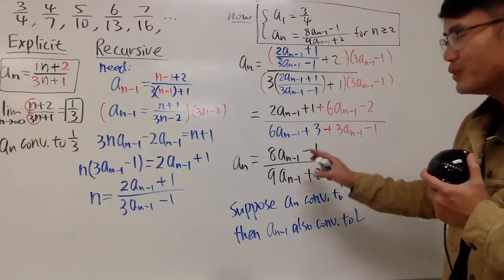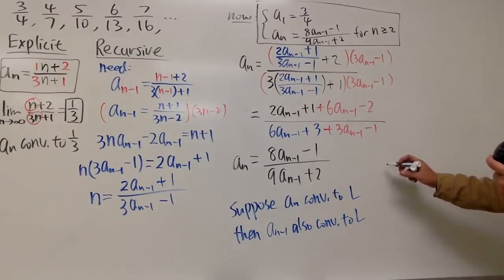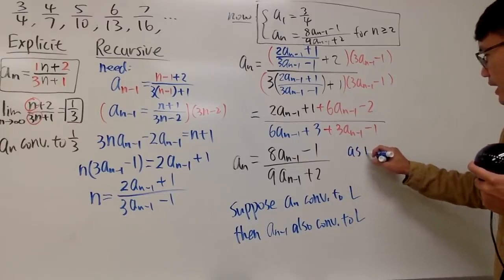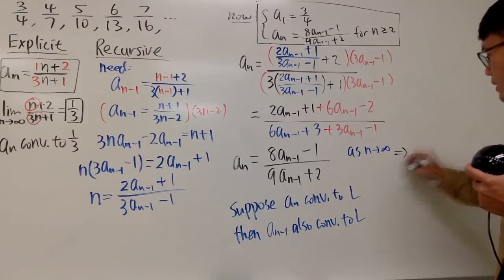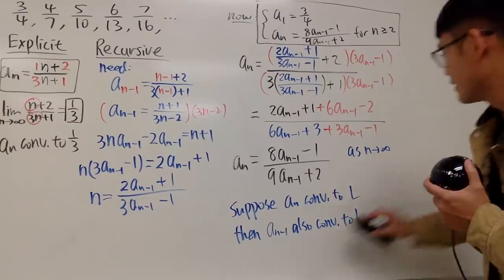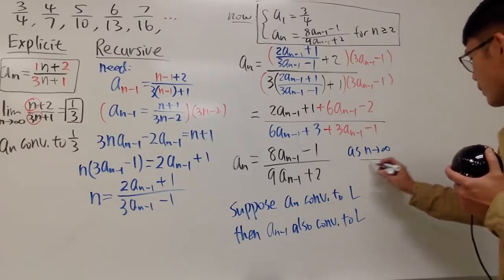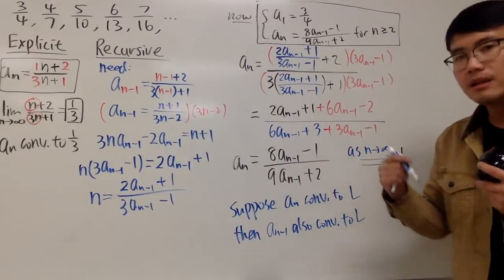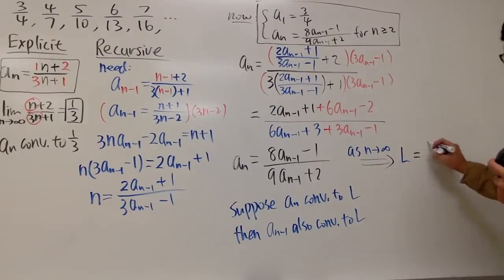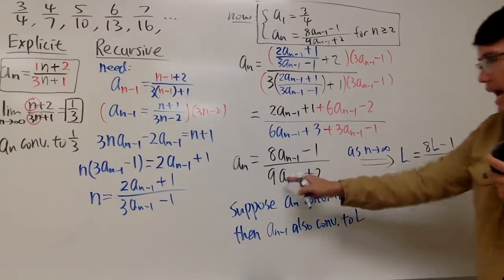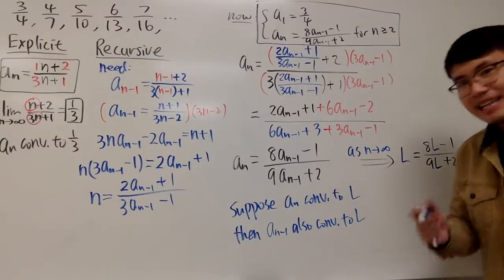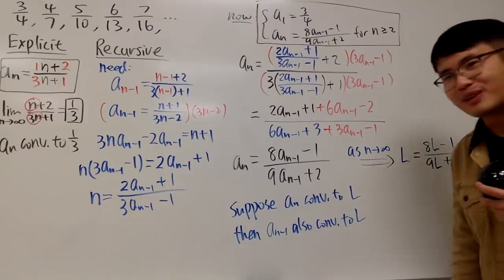So now, in order for us to utilize this, here is the deal. I will just write this down right here for you guys. As n goes to infinity, this right here is what we are going to get. I'm just going to replace this with L, and then this and that, both with L. So we end up with L is equal to (8L minus 1) divided by (9L plus 2), like this.